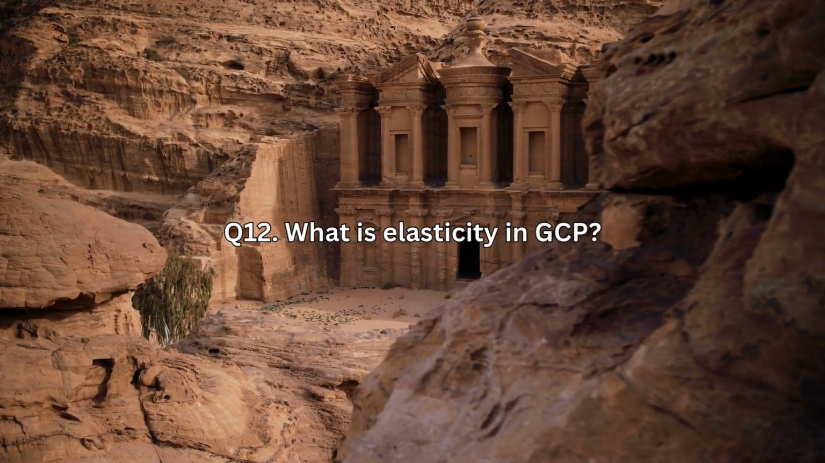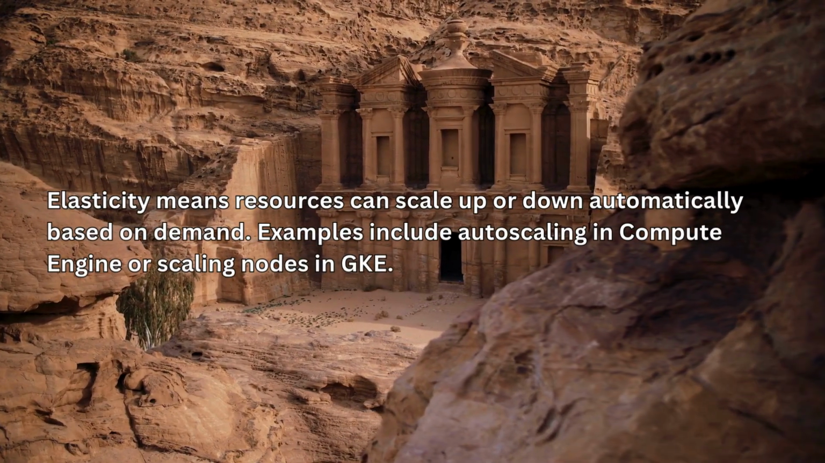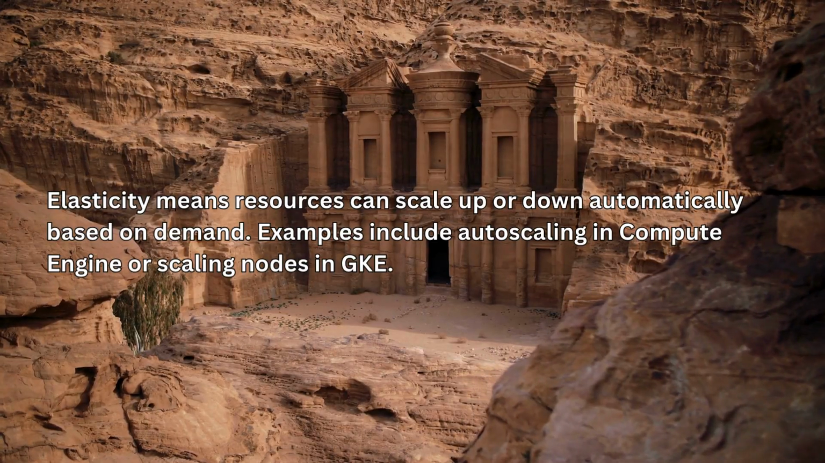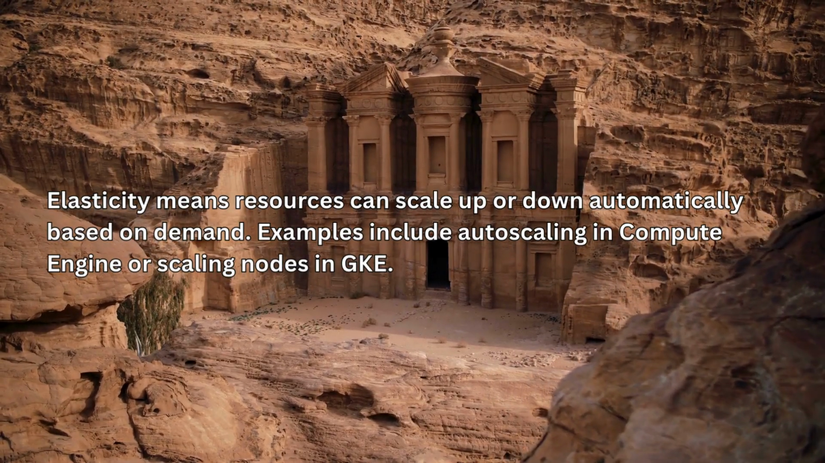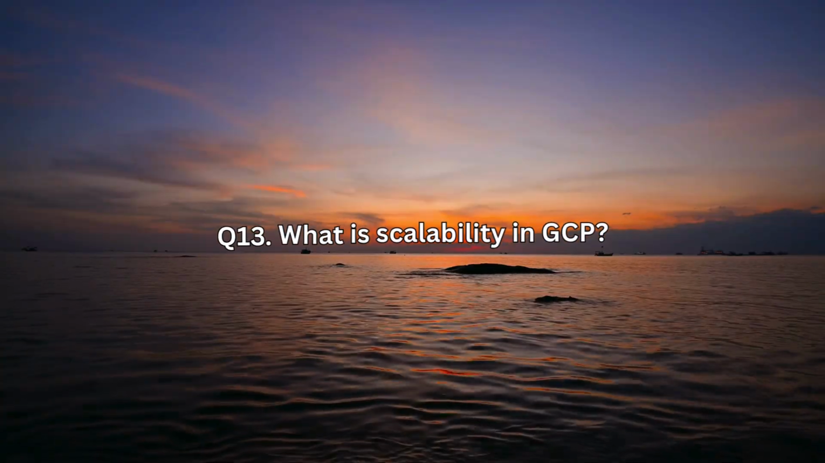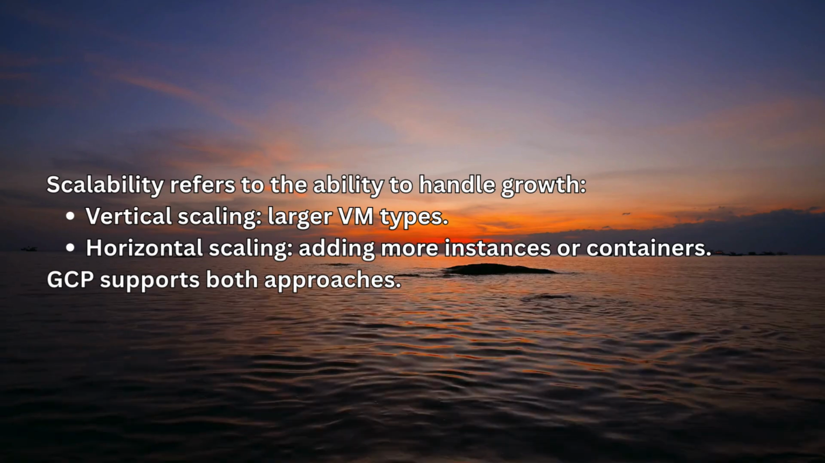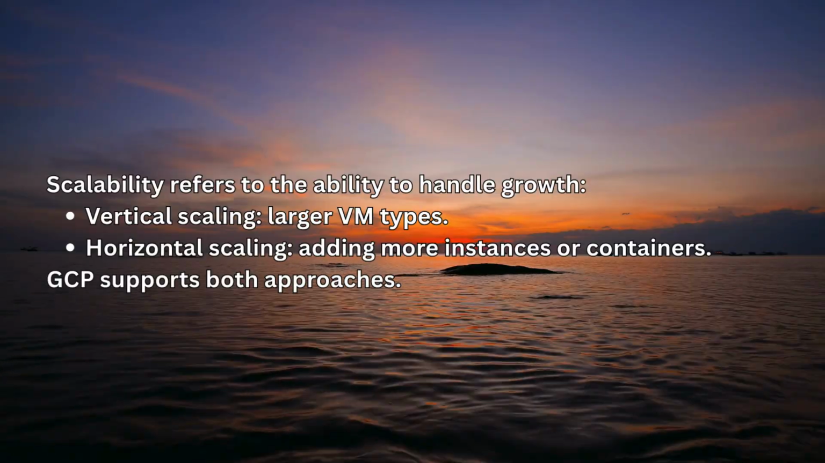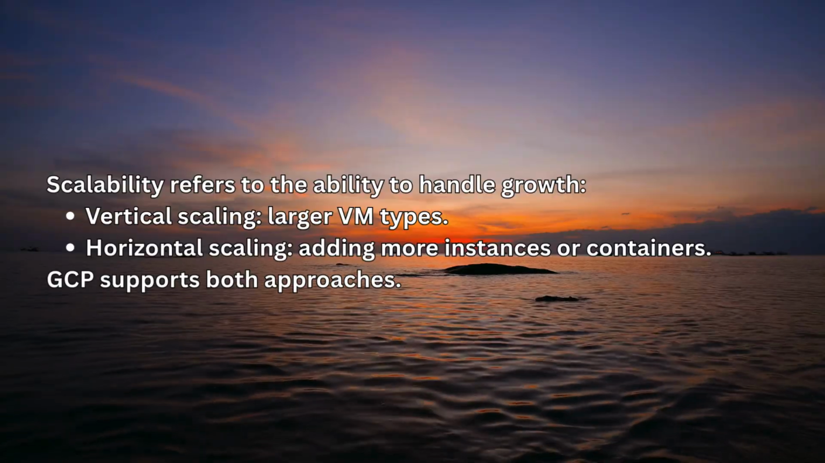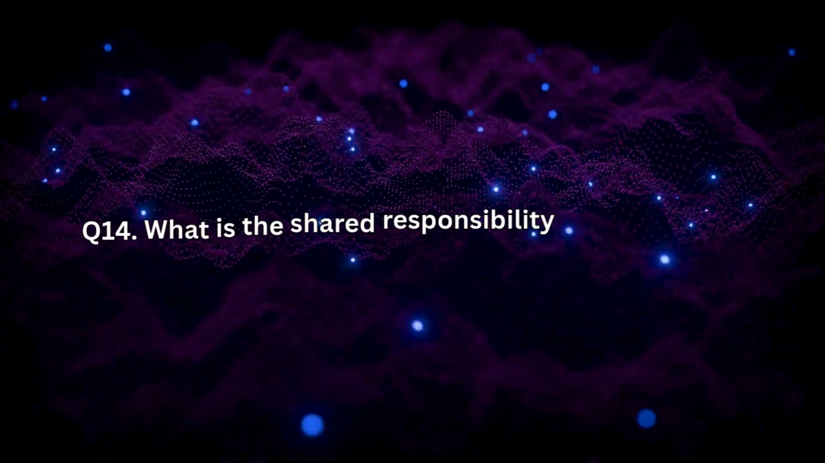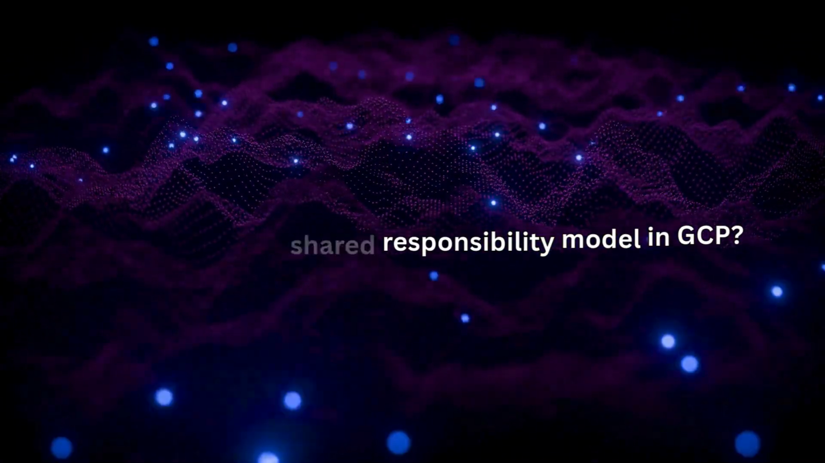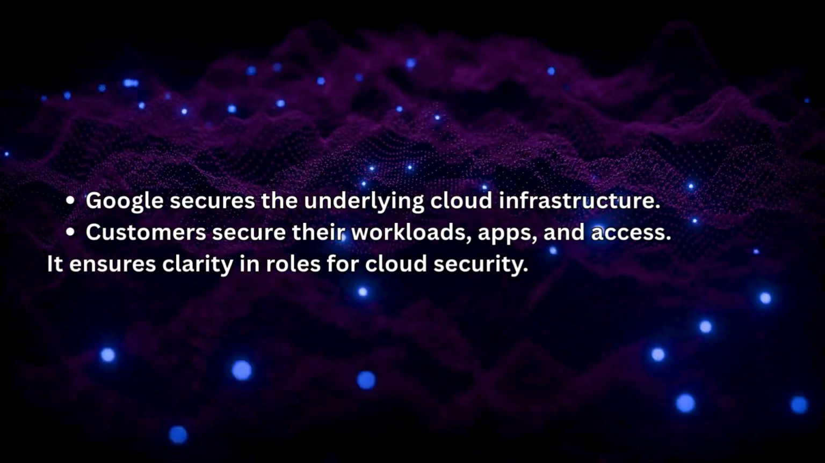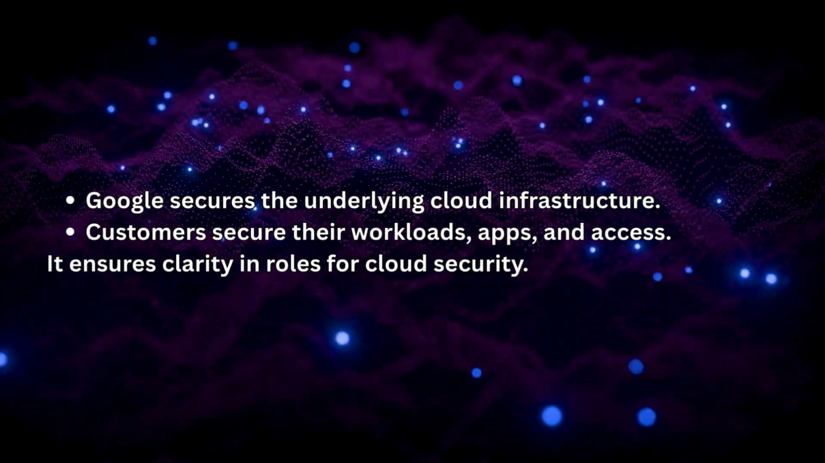What is elasticity in GCP? Elasticity means resources can scale up or down automatically based on demand. Examples include autoscaling in Compute Engine or scaling nodes in GKE. What is scalability in GCP? Scalability refers to the ability to handle growth. Vertical scaling: larger VM types. Horizontal scaling: adding more instances or containers. GCP supports both approaches. What is the shared responsibility model in GCP? Google secures the underlying cloud infrastructure. Customers secure their workloads, apps, and access. It ensures clarity in roles for cloud security.